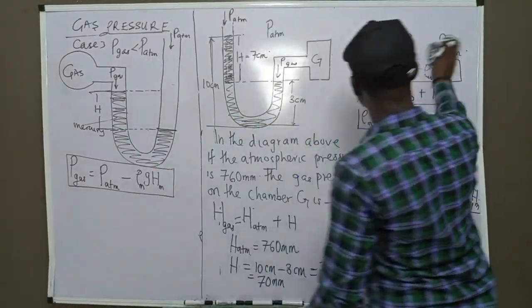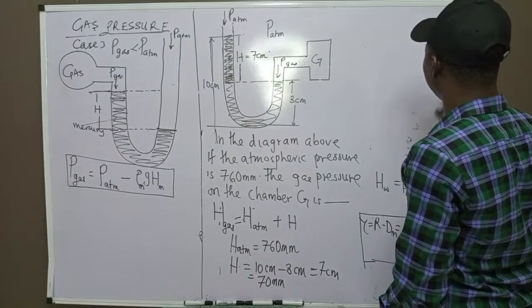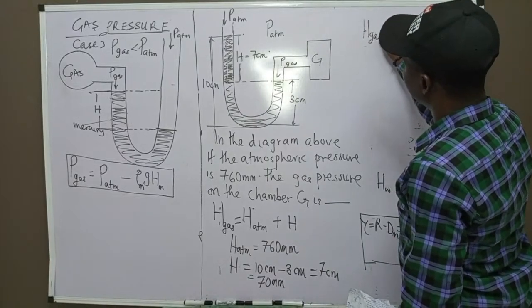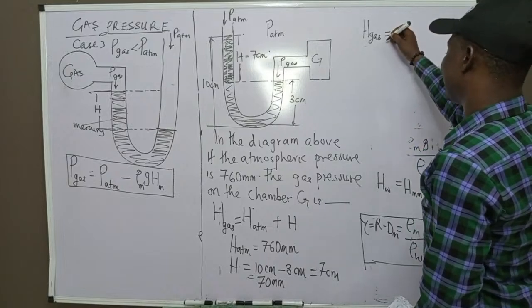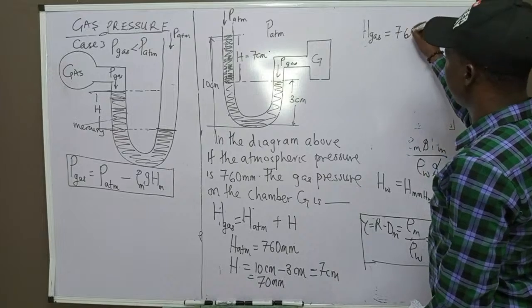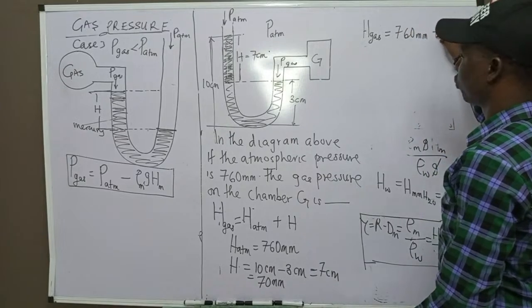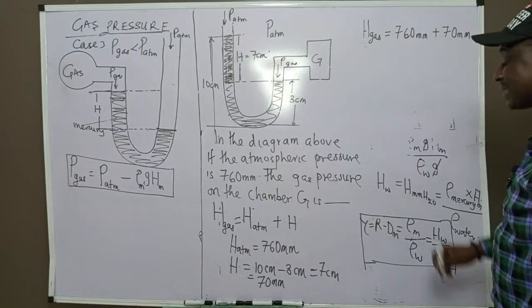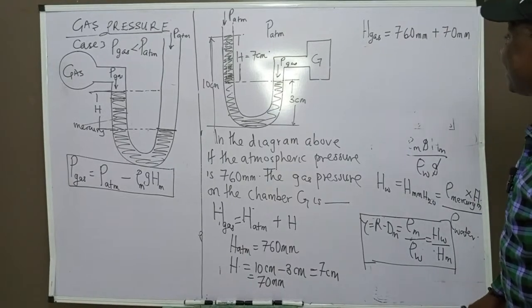So to get the final answer, to get the gas pressure in millimeter, it will now be 760 millimeter plus 70 millimeter. Don't forget that to convert centimeter to millimeter, you multiply by 10.